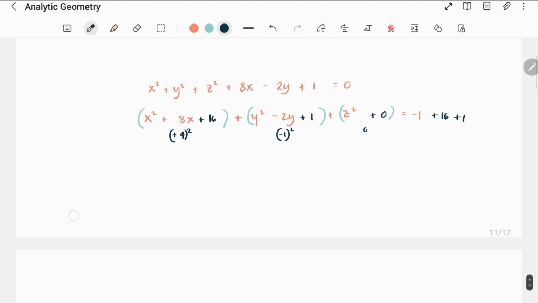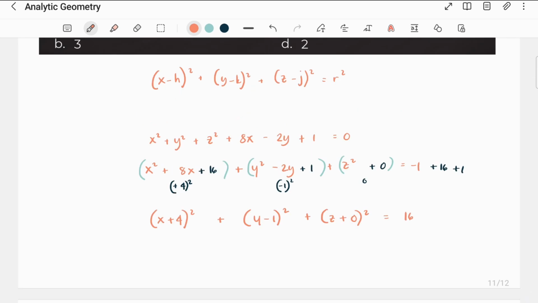Okay, so ngayon guys, this is now a complete square. So ang mangyari is, ito is (x plus 4) squared, no? Yung x squared plus 8x plus 16 is a complete square na binomial. So that is (x plus 4) squared. Tapos yung pangalawa is yung y squared minus 2y plus 1 is a complete square na binomial, and that is (y minus 1) squared. Then yung z is actually (z plus 0) squared, then equals to, ito is 16.